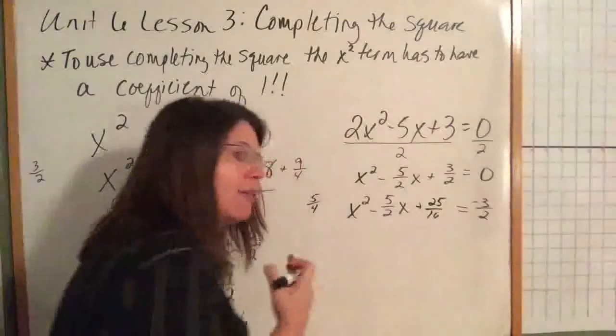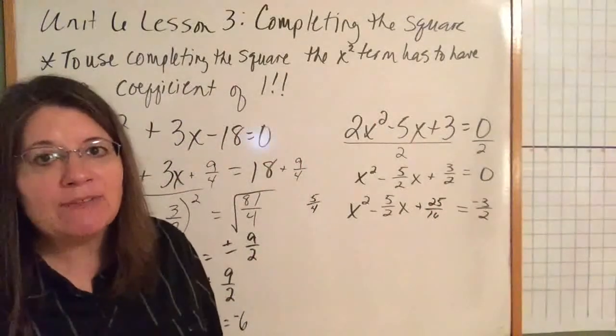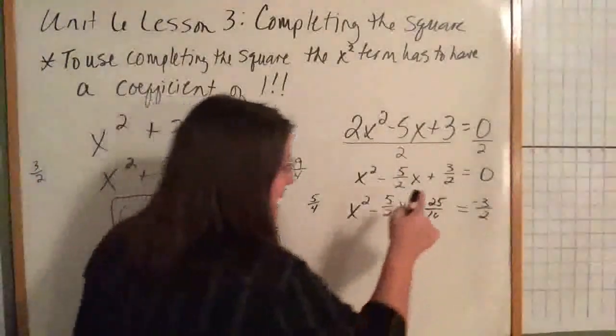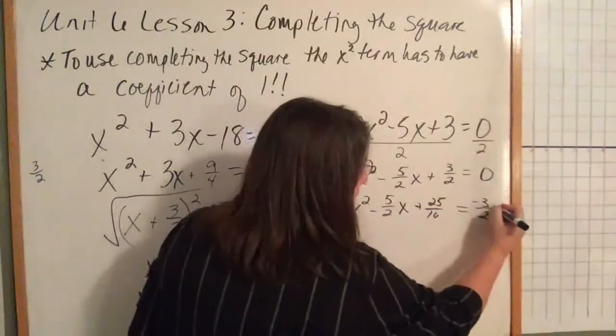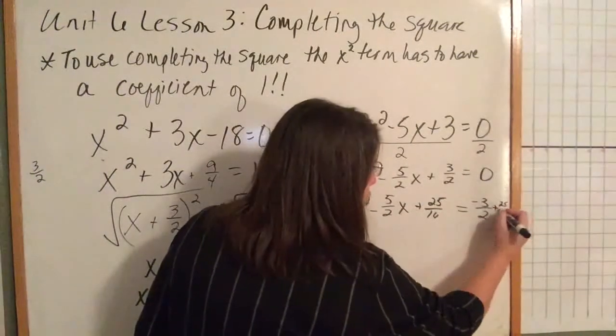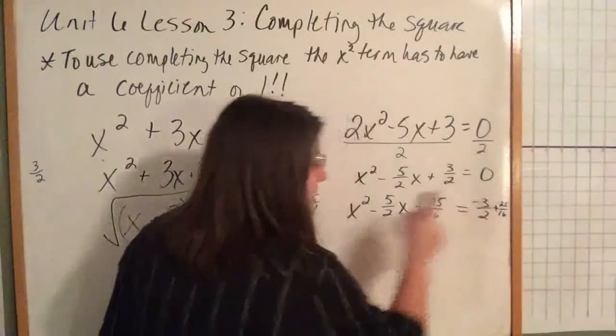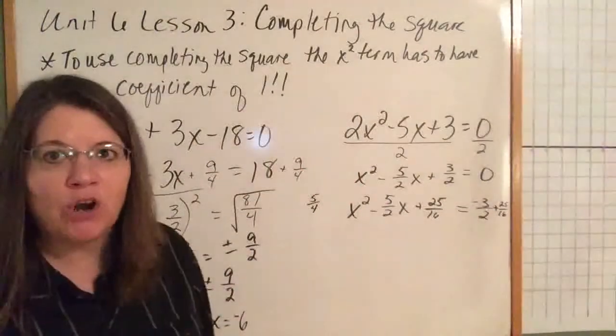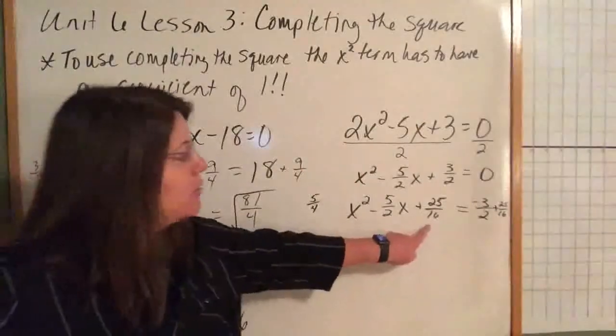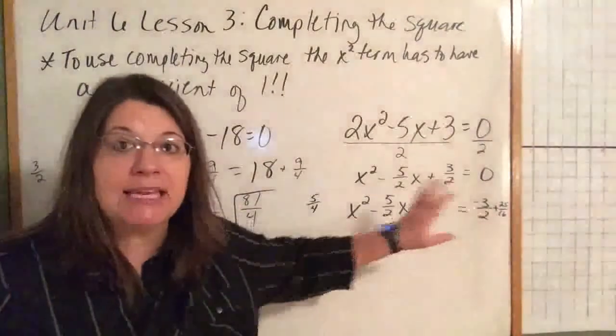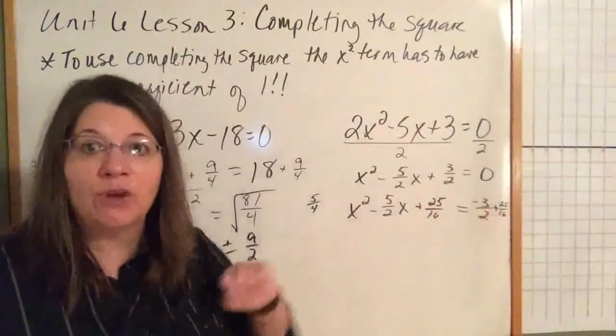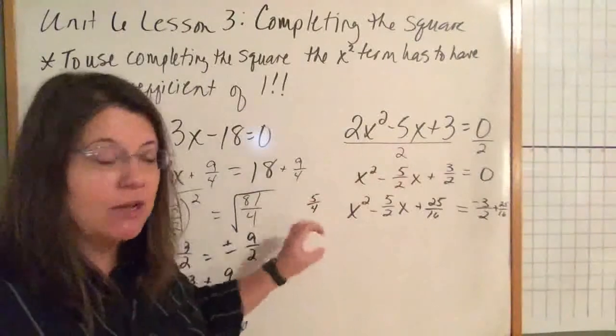So you see how some of these numbers start getting very difficult. If I add 25/16 here, I have to add the same thing to both sides. If I forget that, that's going to make my answers very wrong. So you have to be very careful. Make sure you do that on both sides. Anything on the left has to be done on the right. Anything done on the right has to be done on the left.